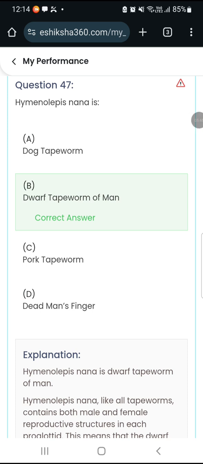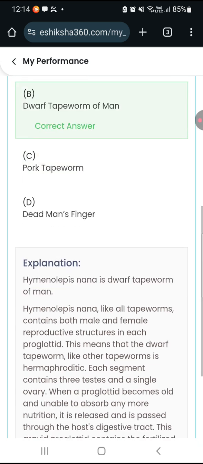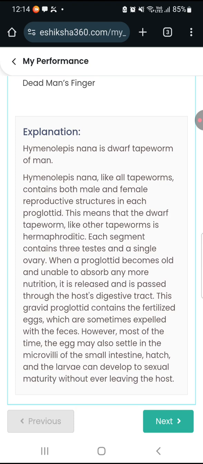Hymenolepis nana is? Answer: dwarf tapeworm of man. Explanation: Hymenolepis nana is the dwarf tapeworm of man.